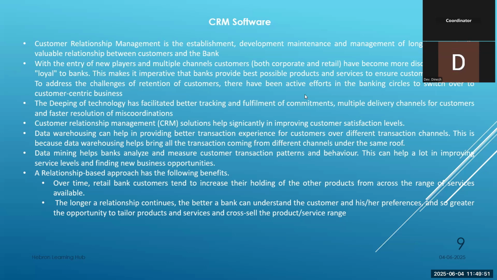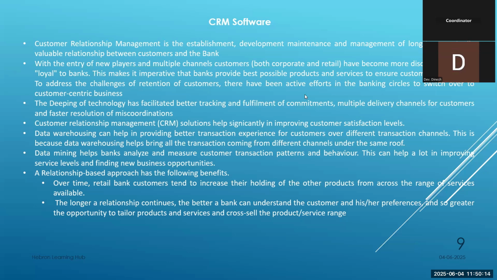So when you key in a customer's ID, every customer will have a customer ID. When you feed that customer ID, it will tell you this customer has a home loan, this customer has a personal loan, this customer has a current account, this customer has a savings account, he has a fixed deposit. And also you can understand what all he does not have with you.